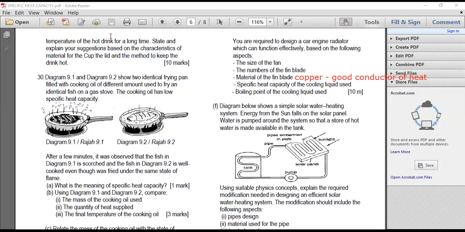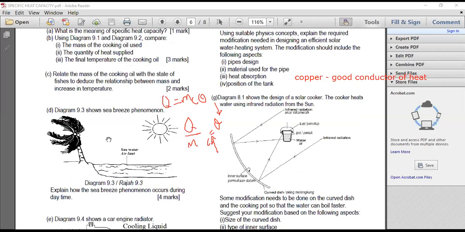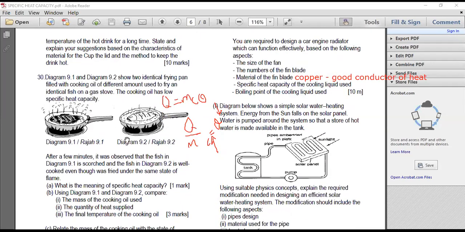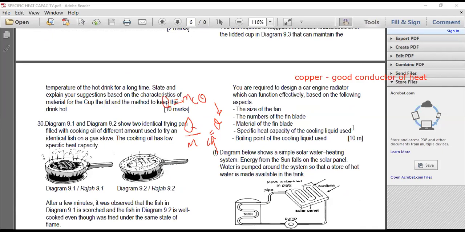Okay, specific heat capacity of the liquid used. From the formula, Q equals MC theta, so Q over MC equals theta. We want the liquid to have high specific heat capacity so that the liquid doesn't become hot easily. We want the liquid, after absorbing the heat from the engine, to not become hot easily. So specific heat capacity of the liquid used, you can say high. Reason: does not become hot easily.